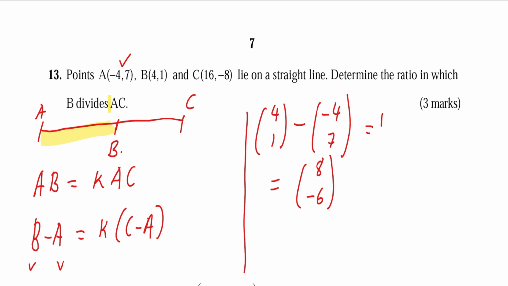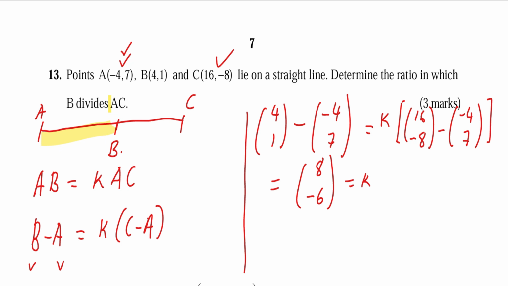Equal to K, also C minus A. So C, you subtract A also. We know our C is this minus the A. So 16 minus 8 minus -4 and 7. Now, A is 7. So equal to K, okay. 16 minus -4 gives you 16 plus 4, which is +20, minus 8 minus 7 gives you -15.